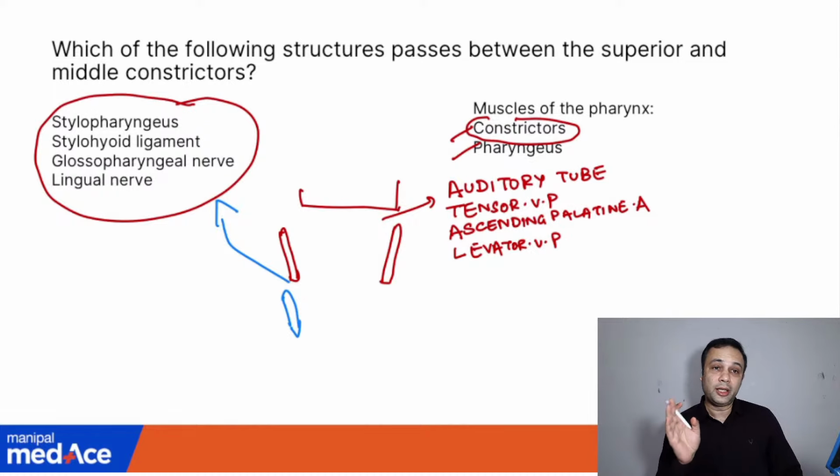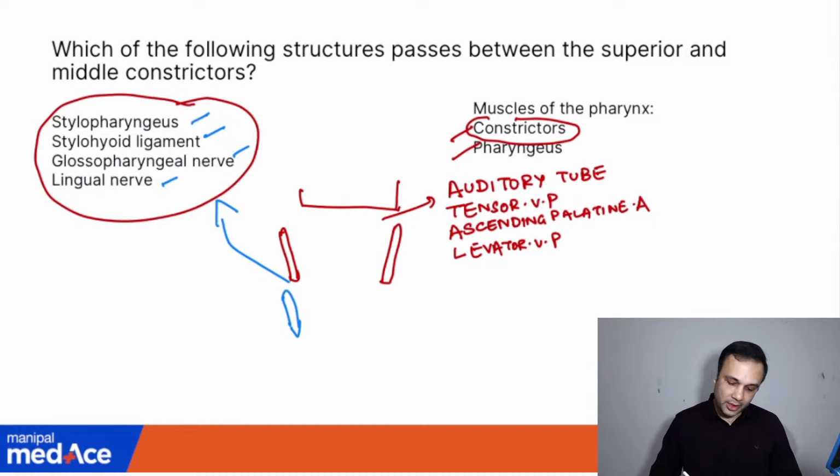So you have 3 important structures there, right? Stylopharyngeus, stylohyoid ligament, glossopharyngeal nerve, and along with that you have the lingual nerve. So remember, 2 nerves, 1 ligament, and 1 muscle. Now let's come to the middle and the inferior constrictor muscle. What are the structures that pass through the middle and the inferior constrictor muscles?